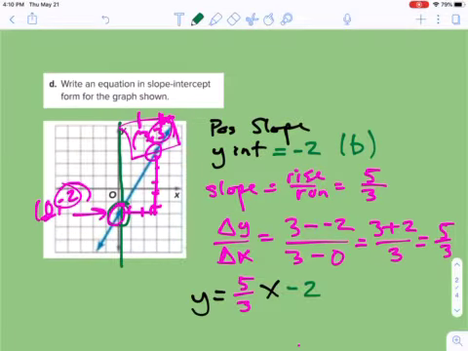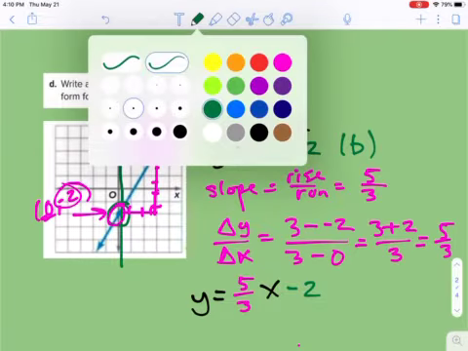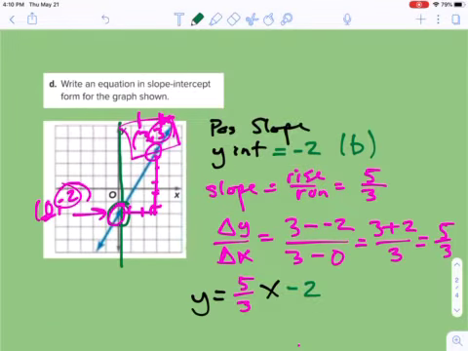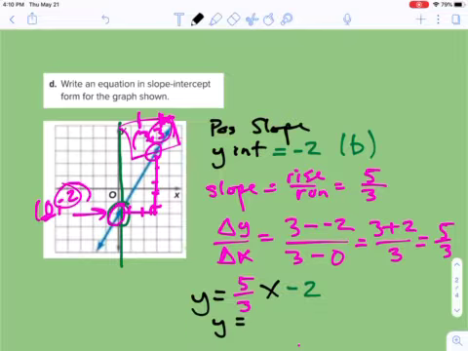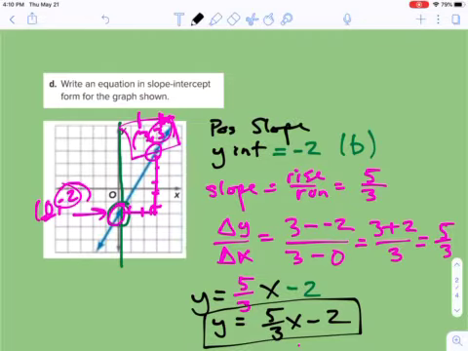And then -2. All right, and so if I write this so it doesn't look like fruit salad, like I said before, sorry, I just used the wrong color. It would look like this: y equals 5/3 x minus 2, and that is your completed equation that we got all just from looking at the graph, right? They didn't tell us anything, but we were able to pull all that information off.